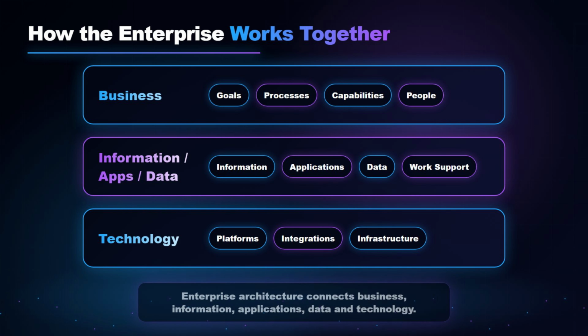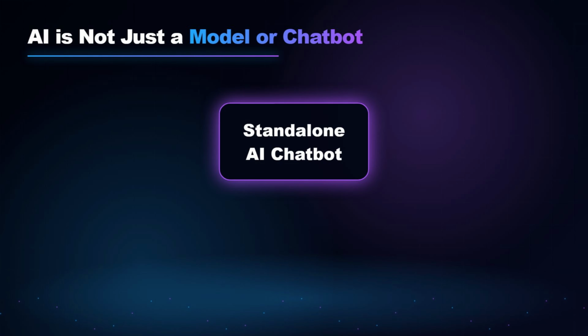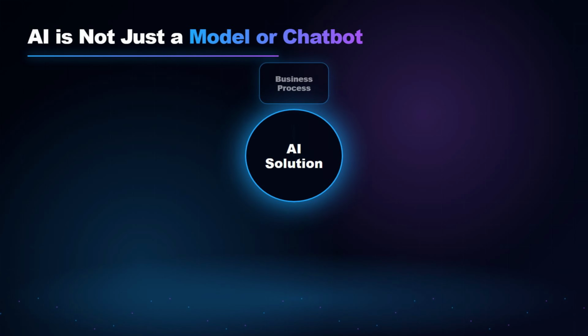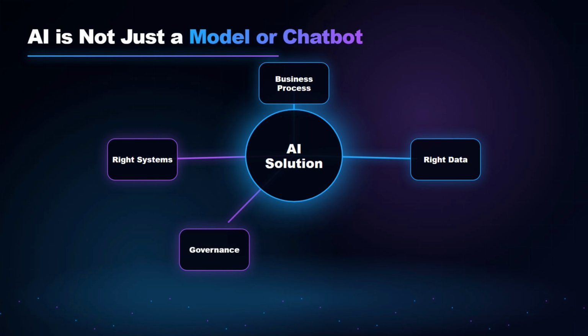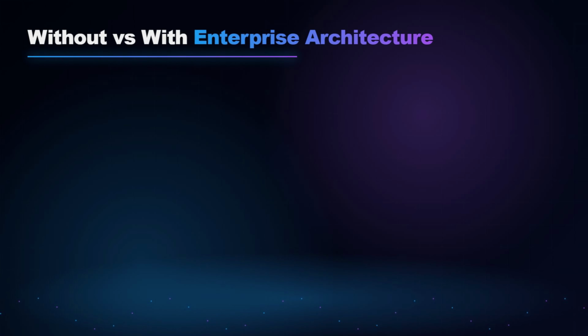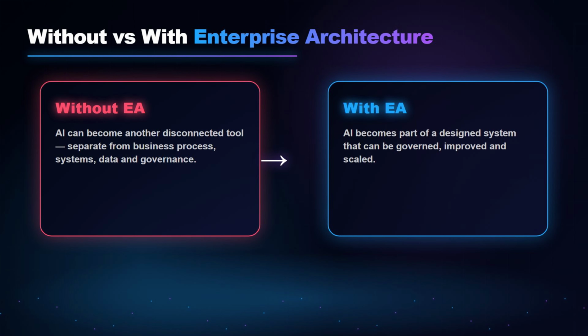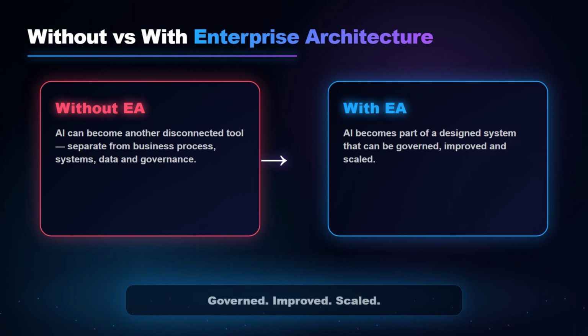This is where enterprise architecture becomes important for AI. An AI solution is not just a model or chatbot. It has to fit into the business process, connect to the right systems, use the right data, follow the right governance, and support the organization's goals. Without enterprise architecture, AI can become another disconnected tool. With enterprise architecture, AI becomes part of a designed system that can be governed, improved, and scaled.